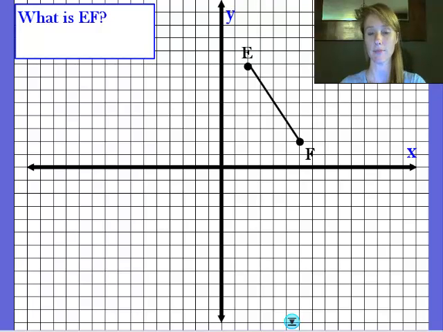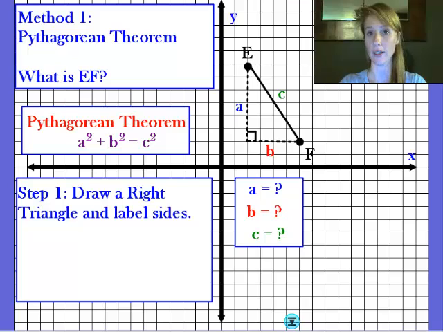Okay, very good. We are going to be using 2 methods to figure out what the length of line segment EF is. The first method is the Pythagorean theorem method. Recall that the Pythagorean theorem is a way to relate all 3 sides of a right triangle to each other. A right triangle has only one right angle, and a right angle is represented by this box symbol, which means perpendicular.